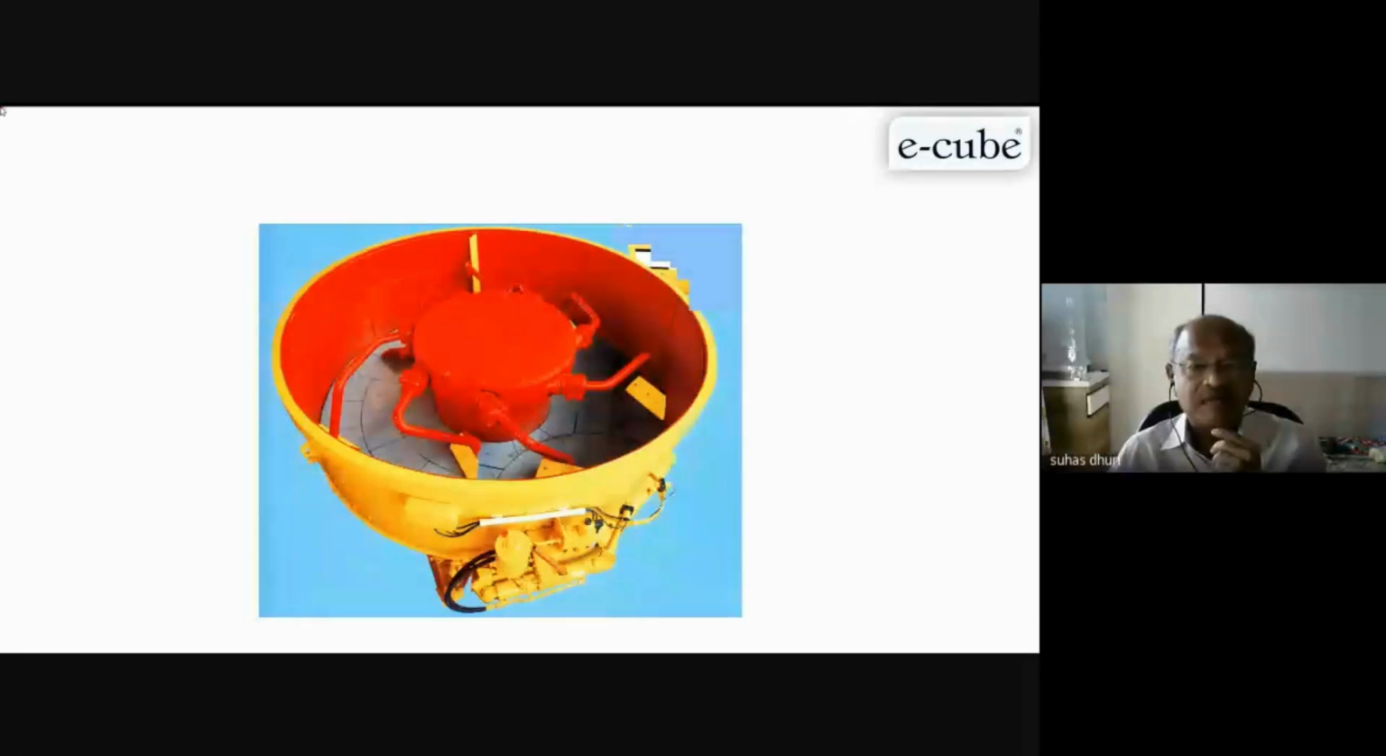So this is normally a pan type mixer. I'm not talking about whatever you use on site for site mix concrete, that is the tilting drum mixer, which is not suitable for today's concrete when you are using admixtures, fly ash, OPC, and other material. Even OPC is a very fine material today compared to earlier cement. And dispersion of your fine aggregates is important in this.